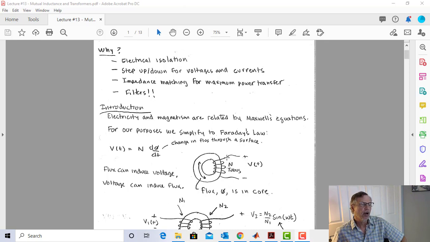You can draw the wires around a toroid the way I did here, and even if you can't draw very well, you can show which way the wires are going and which way the flux will be going. But bottom line is I've got n turns of wire going around my coil.